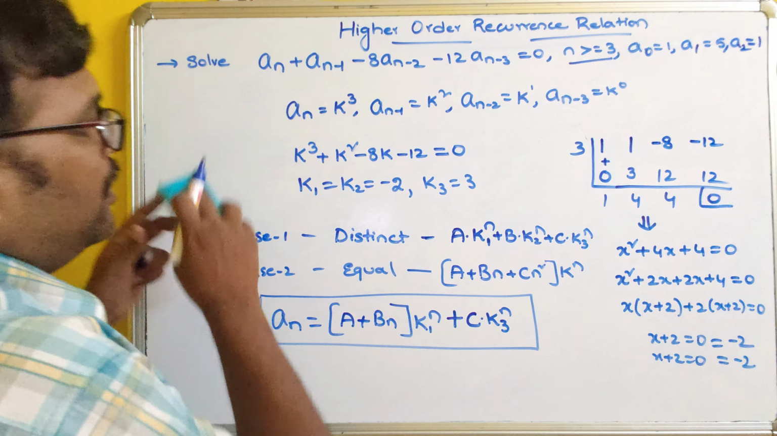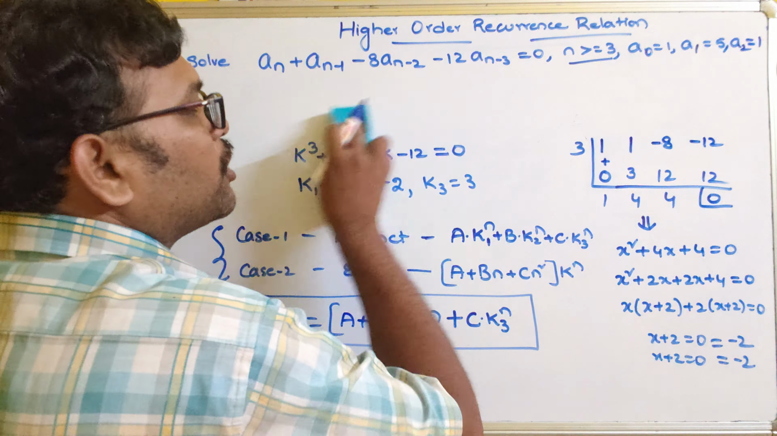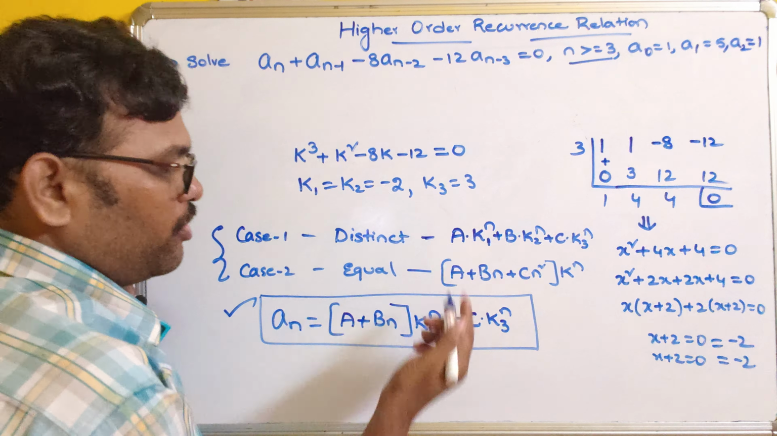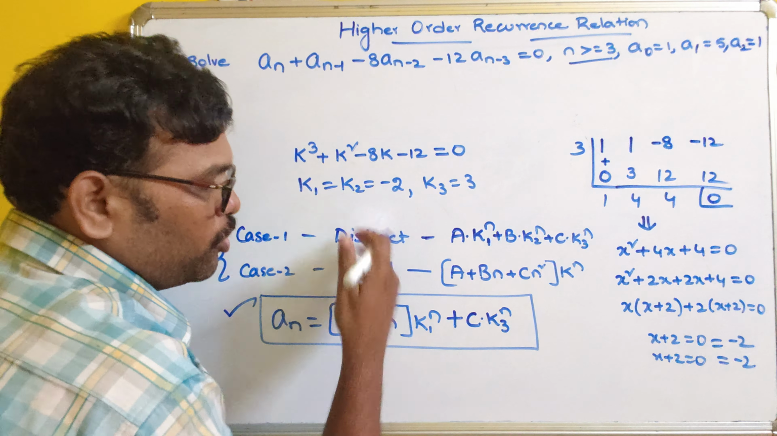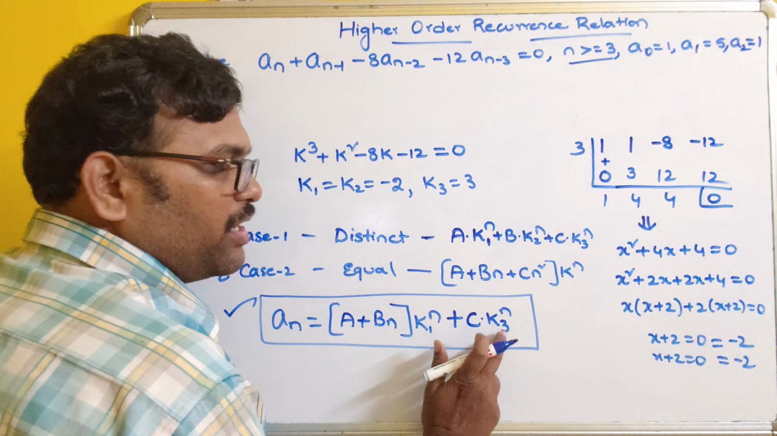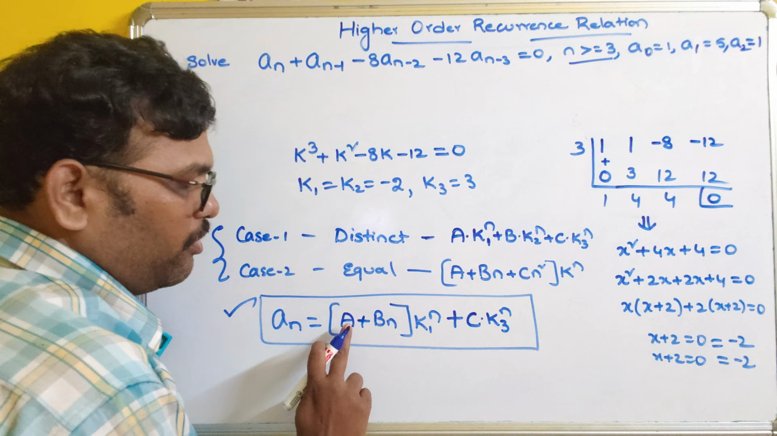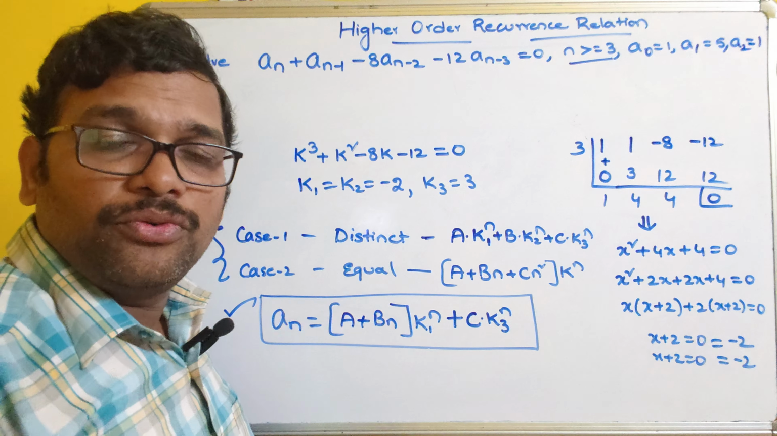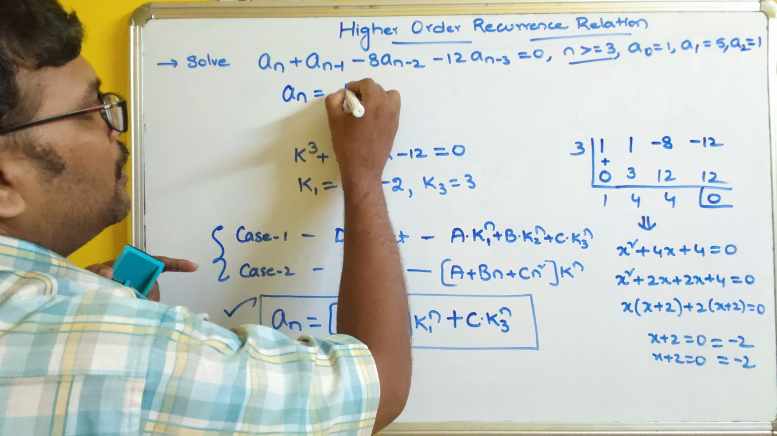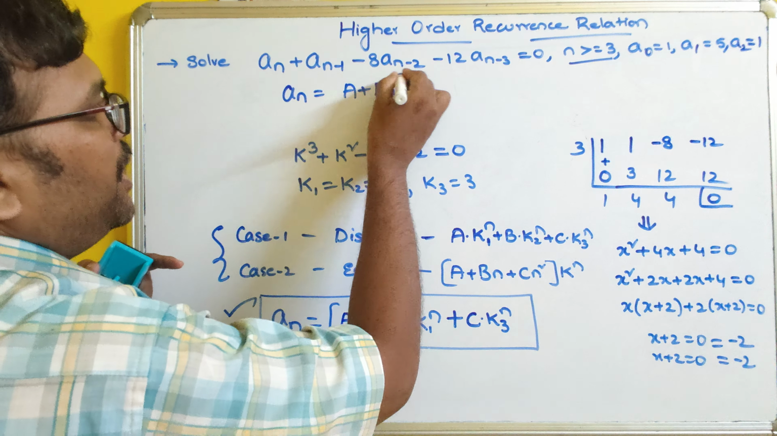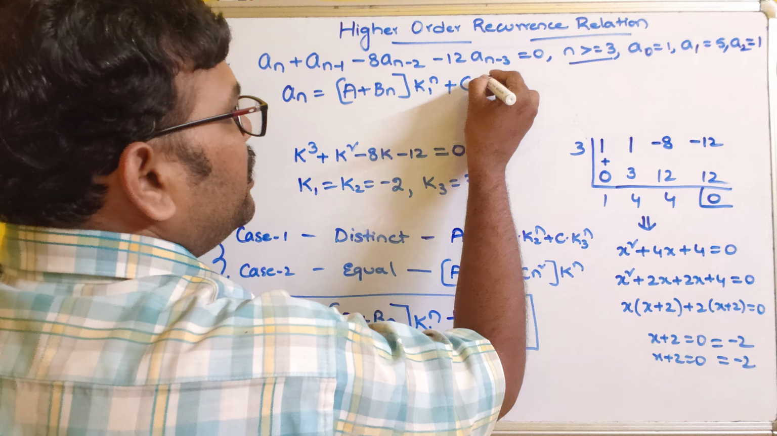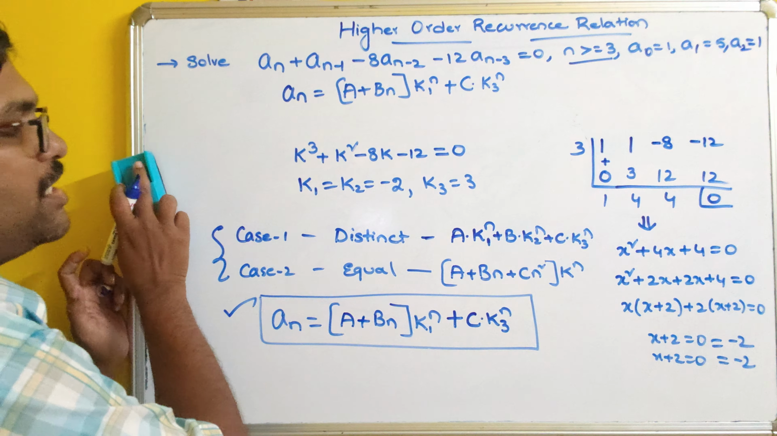Now we have to find the constants. Here the constants are A, B, C, along with k1 and k3. We know k1 can be either k1 or k2, because both are equal. We already know k1 and k3. We need to find A, B and C and then substitute them in this particular formula. I highlight the formula here: a_n is equal to (A plus B into n) into k1 power n plus C into k3 power n. So am I erasing all these things?